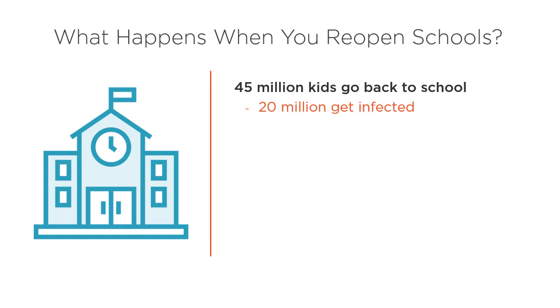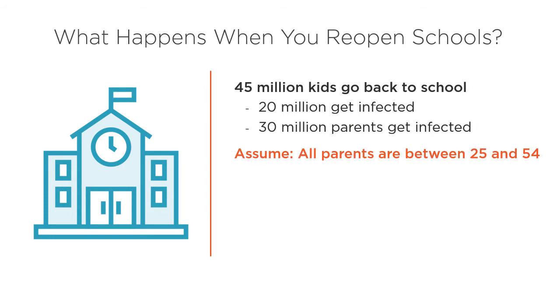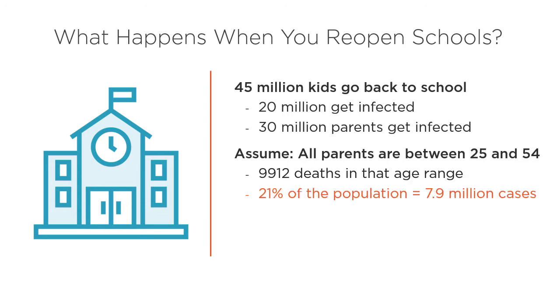So let's estimate that 30 million parents will then become infected. Parents vary by age, and if we were thorough, we'd drill deeper into that. But for our purposes, let's assume that the parents are evenly distributed between the ages of 25 and 54. By our July 22nd date, we've had 9,912 deaths in those age ranges. That age group represents 21% of the overall population.